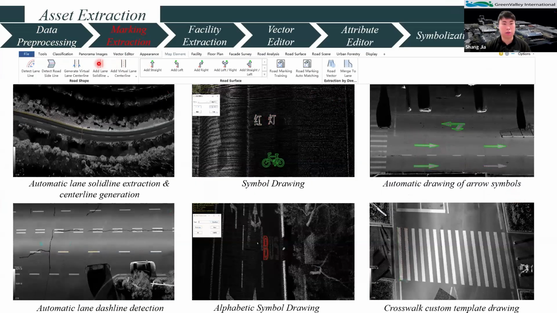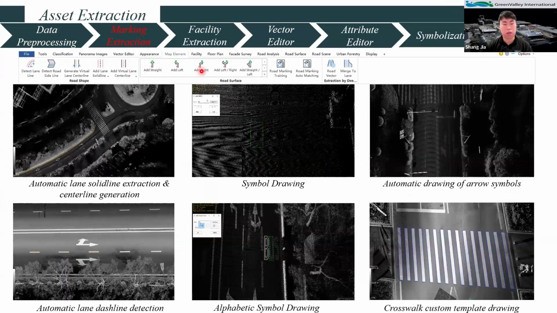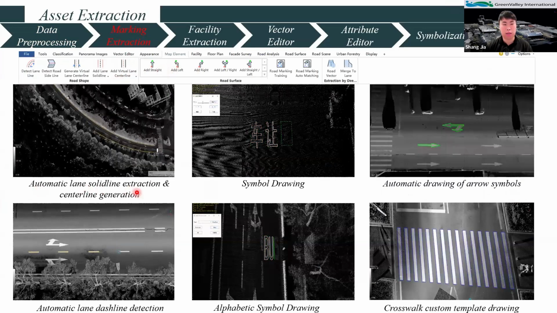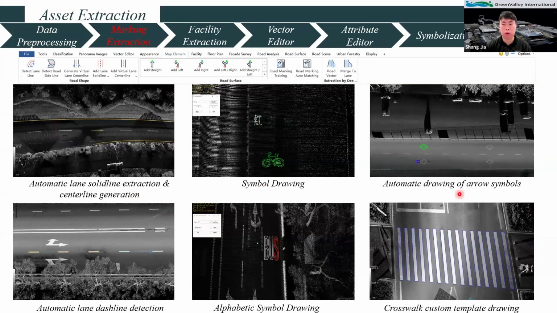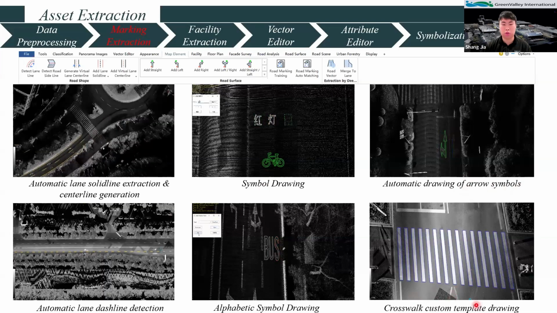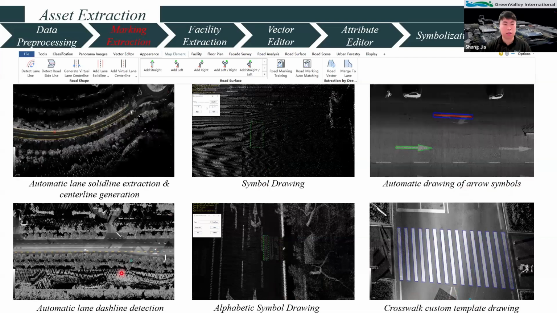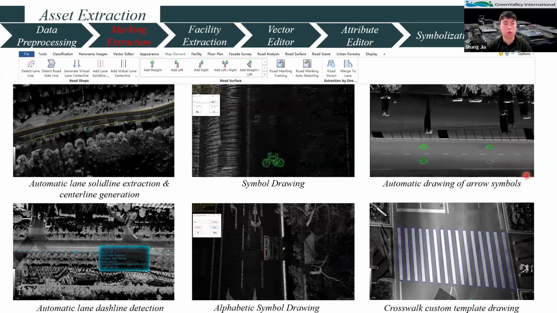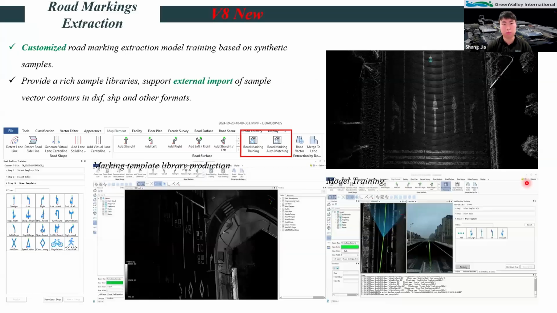Now, marking extraction. As you can see, there are many different ways to extract a marking. For example, you can do automated lane extraction, symbol drawing, and automatic drawing of arrow symbols. There's also crosswalk template drawing, alphabetic symbol drawing, and automatic lane dash detection. It just depends on your use case as well as your road conditions and what markings you're trying to extract.